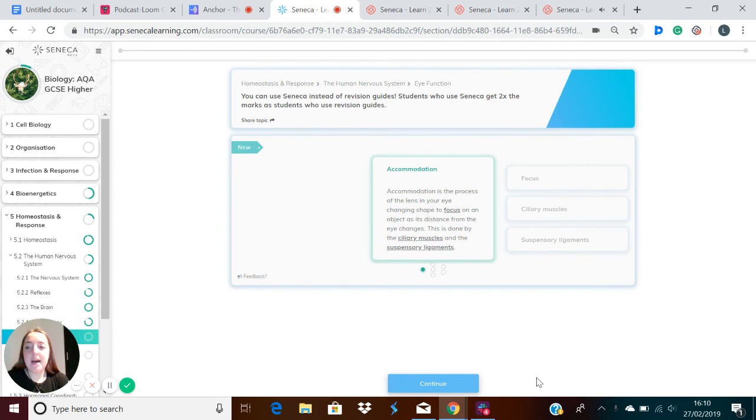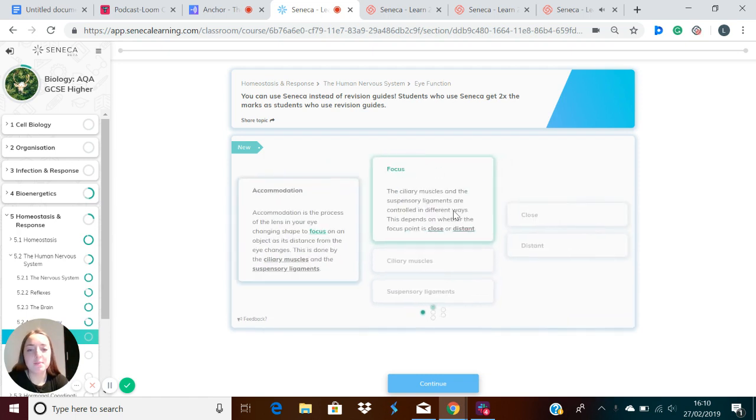Let's learn a bit about the function of the human eye. So we're going to look at several processes and several parts of the eye. Accommodation is the process of the lens in your eye changing shape to focus on an object as its distance from the eye changes. This is done using the ciliary muscles and the suspensory ligaments.